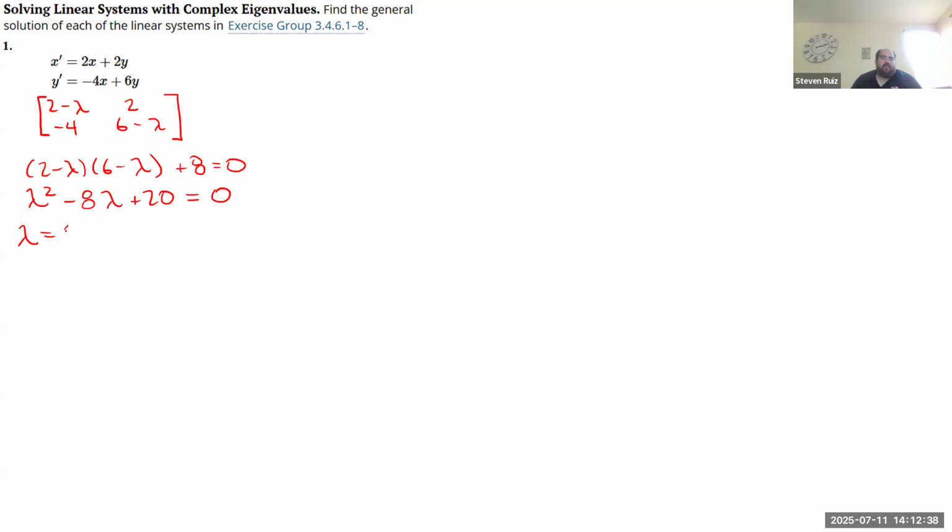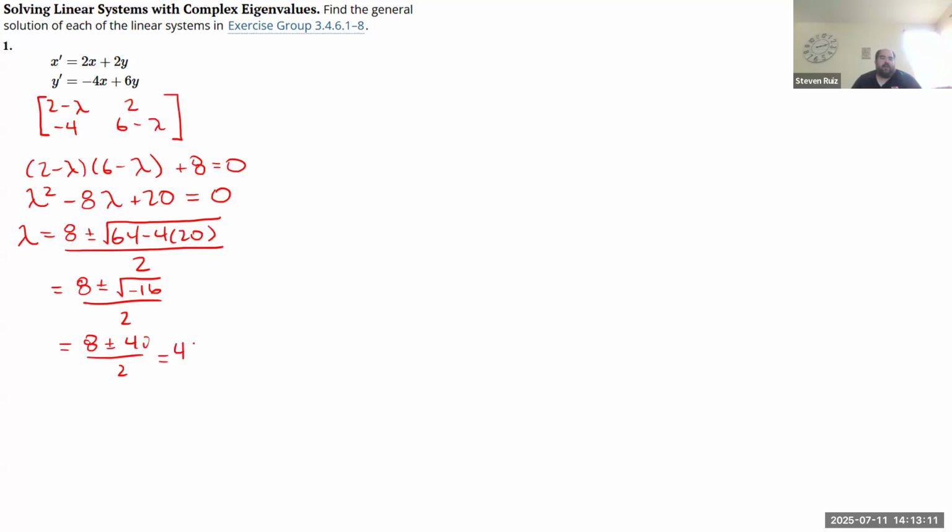Lambda equals negative b, which is 8, plus or minus the square root of b squared, 64, minus 4 times 1 times 20, all over 2 times a, which is 2. So 8 plus or minus the square root of negative 16 over 2, 8 plus or minus 4i over 2. So 4 plus or minus 2i. Okay, so now we have a pair of complex eigenvalues.